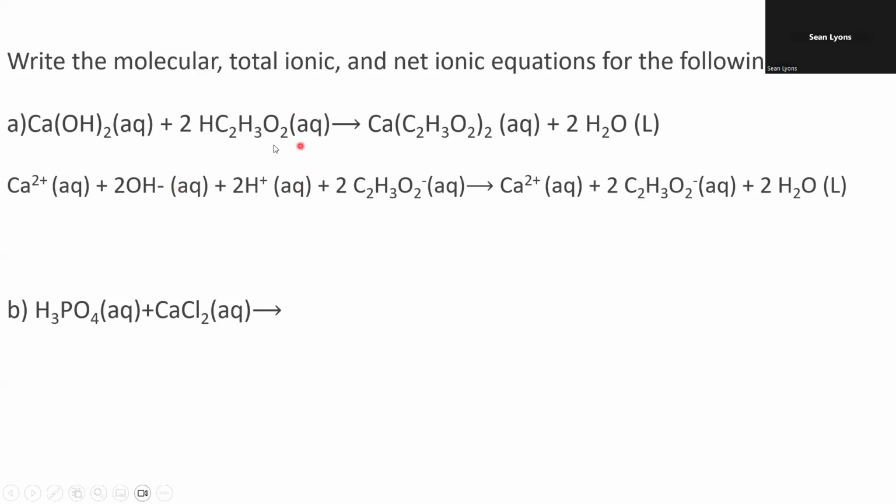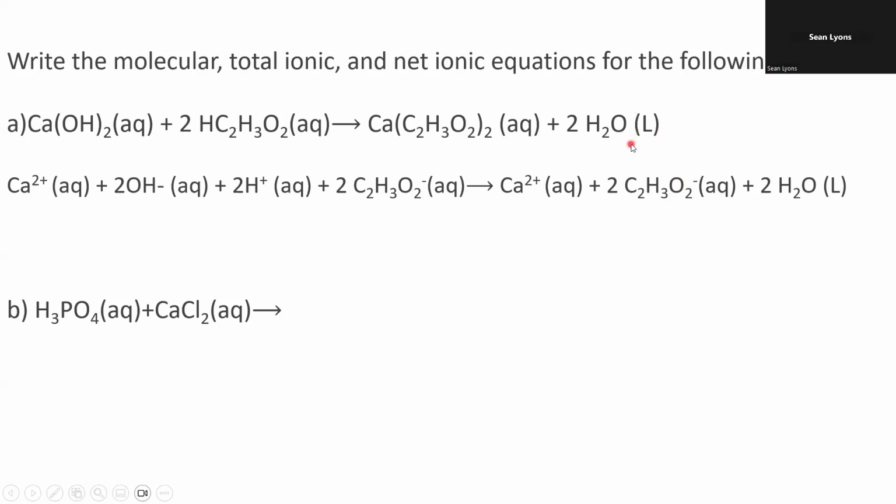And then the same thing with the acetic acid, going to break apart into that hydrogen ion and the acetate ion. But now that we've got a coefficient of 2 in front of that, we get 2 of each of those pieces, 2 of each of those ions. And then on the product side, we'll break apart the calcium acetate in a similar way. So calcium with a 2+, 2 of these acetate ions that are each -1.